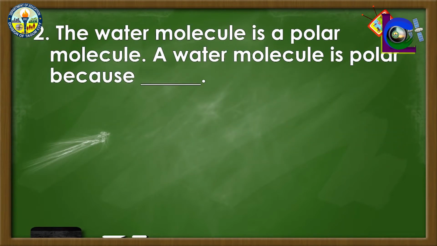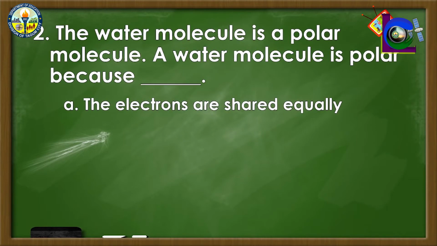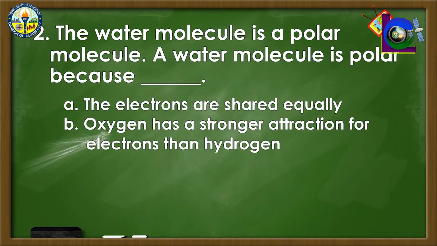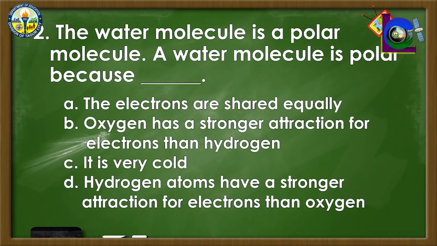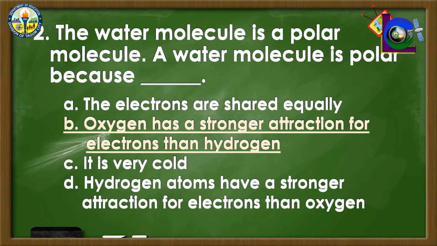Number 2. The water molecule is a polar molecule. A water molecule is polar because A. The electrons are shared equally. B. Oxygen has a stronger attraction for electrons than hydrogen. C. It is very cold. D. Hydrogen atoms have a stronger attraction for electrons than oxygen. You're right! It's letter B. Oxygen has a stronger attraction for electrons than hydrogen.